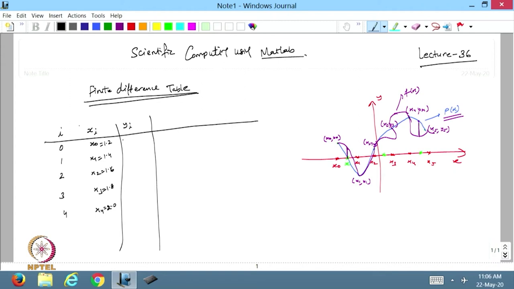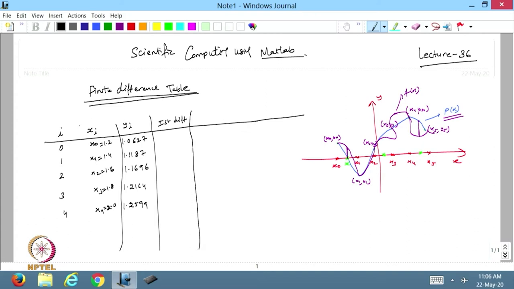Suppose the values are given like this: 1.0627, 1.1187, 1.1696, 1.2164, and 1.2599. So these values are given to me. Now, based on this, I will try to find out the differences. I will first find the first difference.